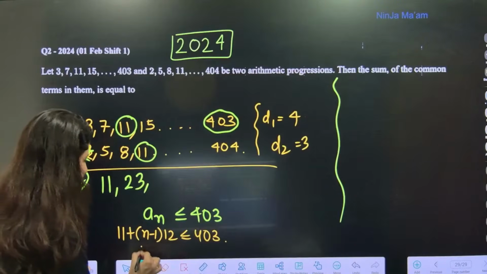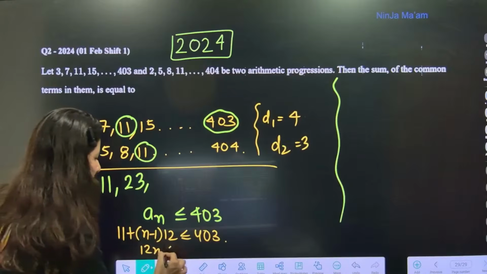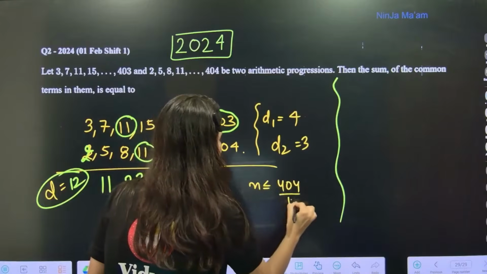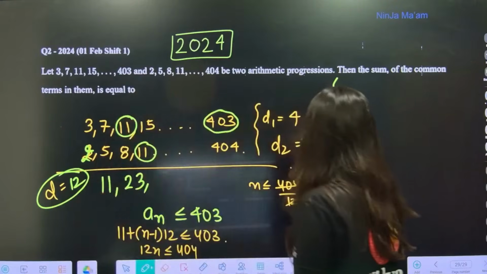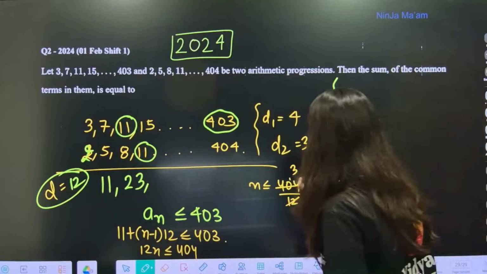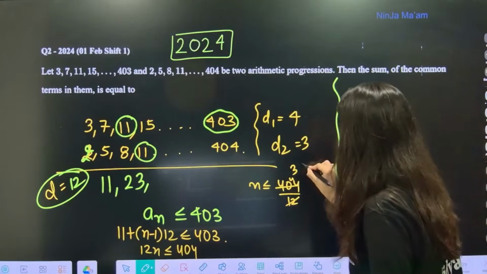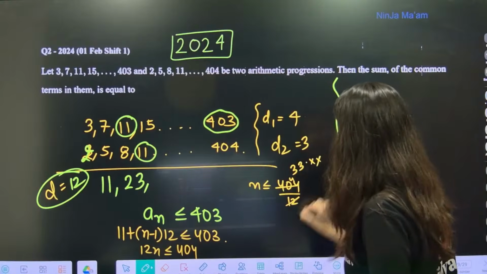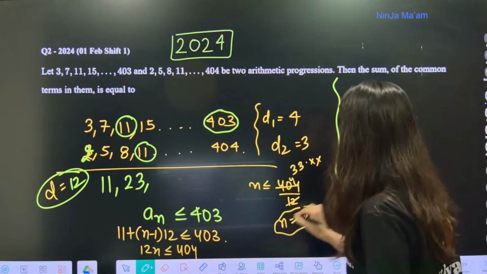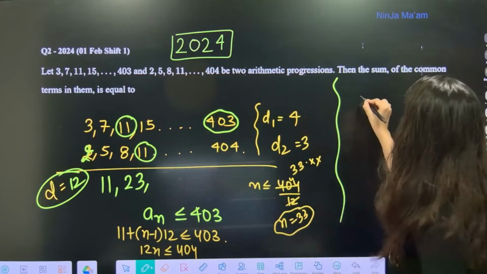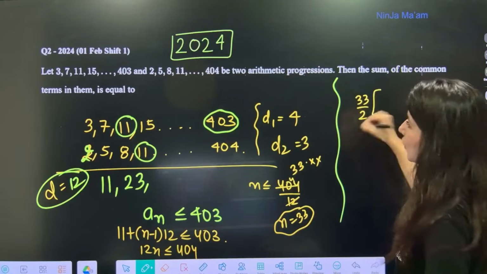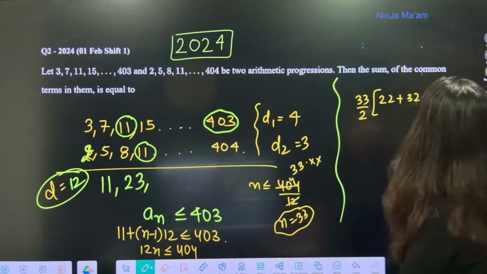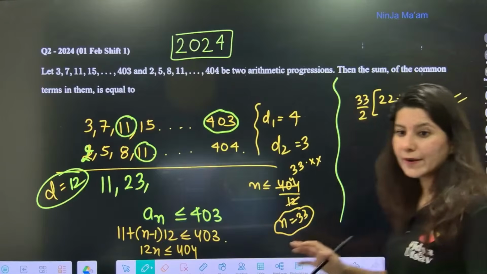So this is 12(n minus 1), so this is 404. So n is less than or equal to 404 upon 12. 12 ones are 12, 12 threes are 36, 4 carry, again 12 threes are 36. So n is less than 33 point something, so n is coming out as just 33. So now, ma'am, we have got the number of terms. So the sum will be 33 by 2 times (2 times a, so 22, plus (n minus 1), 32, times d, the common difference, 12). This is your answer. You can go ahead and calculate.